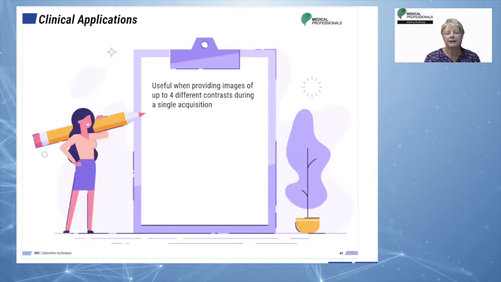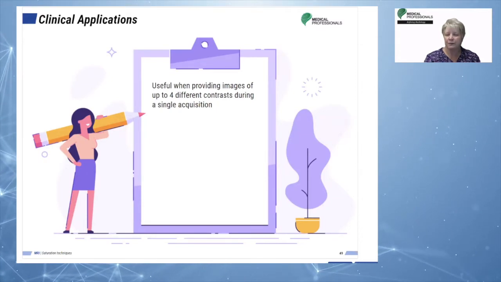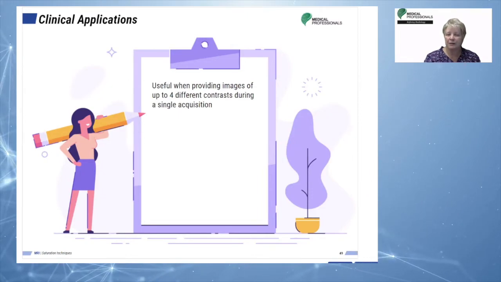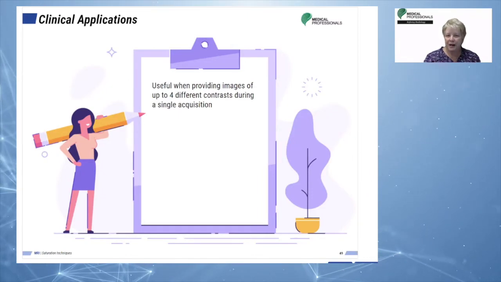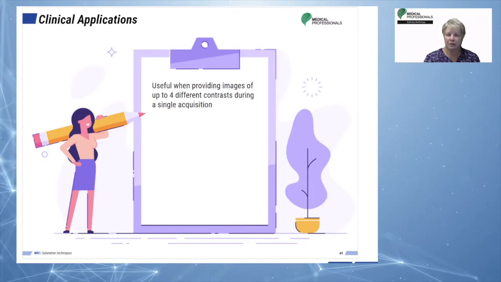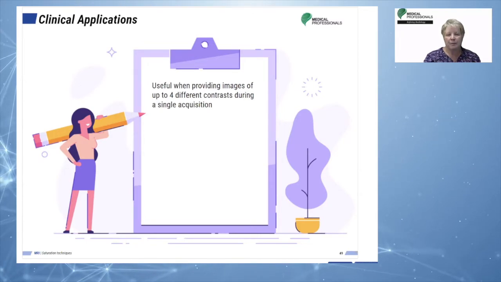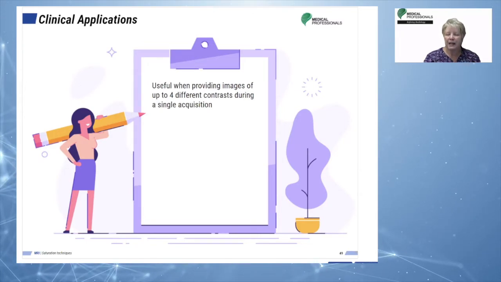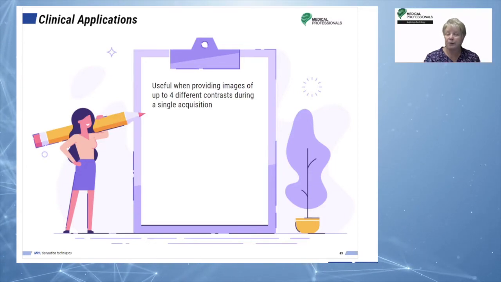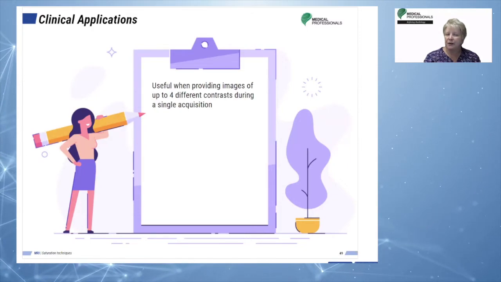Dixon technique is most useful when providing images of up to 4 different contrasts when that's desired during a single acquisition. It does save time. It allows you to obtain 4 different contrasts in one acquisition, which saves time for your imaging. This includes the popular applications of MSK or musculoskeletal imaging and also abdominal imaging. It's also useful when inhomogeneities are of concern.